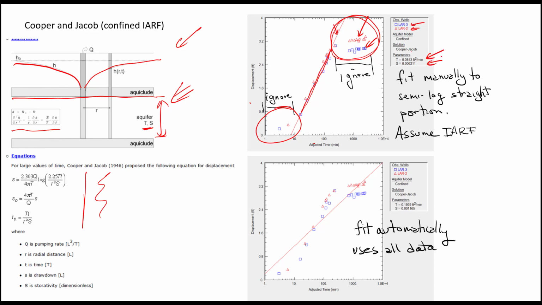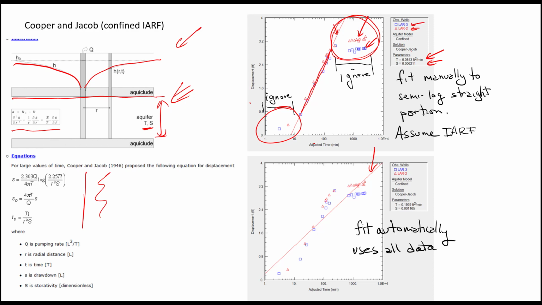Okay, and if I do that, then I can fit it, and I can get T and S, and there they are. Now, we could use an automated curve fitting approach for this. Aqtesolv has that built in. And if we do it, this is what we get. Okay, and this line fits the data set the best. So if we didn't know what we were doing, and we just said, okay, I'm going to take the best fit line, this is what we would get.